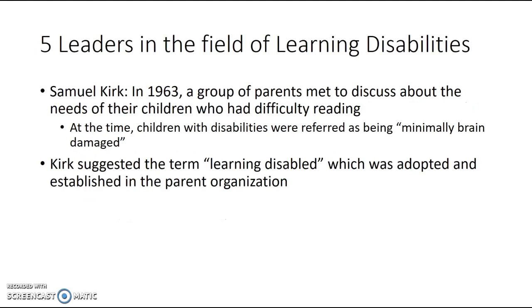Samuel Kirk is another important person. In 1963, he was a part of a group of parents who met to discuss the needs of their children who had difficulty reading. At the time, children with disabilities were being referred to as minimally brain damaged, which is not what they are. The parents just wanted to get the best education for their children, and Kirk suggested the term learning disabled, which was adopted and established into the current organization, and minimally brain damaged was no longer used.